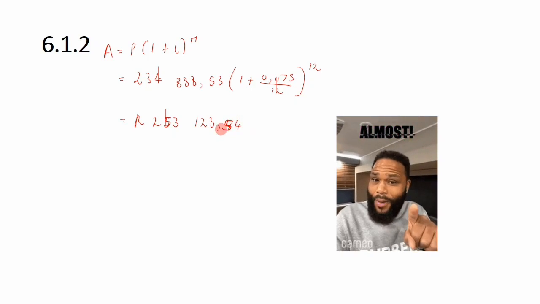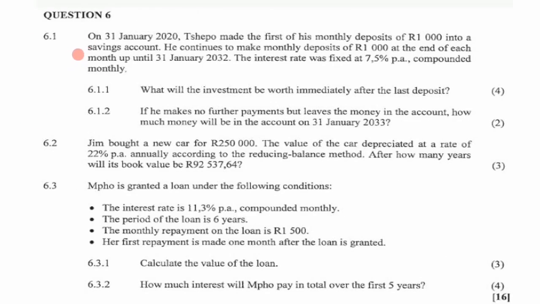Now 6.2 says Jim bought a new car for 250,000. The value of the car depreciated at a rate of 22% per annum annually according to the reducing balance method. After how many years will its book value be 92,537.64? So he bought the car at this price, and now they're asking after how many years will its book value be this.